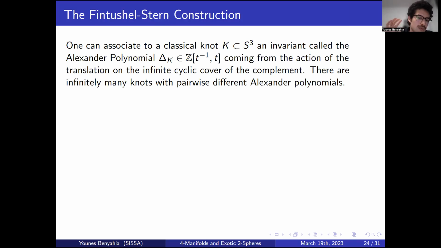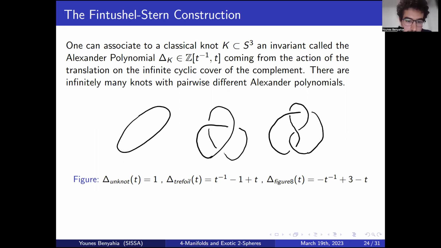This polynomial comes from some infinite cyclic cover of the complement of the knot, but that doesn't interest us. What interests us is that there are infinitely many knots with pairwise different Alexander polynomials. So you have infinitely many possible Alexander polynomials. This will be important later.